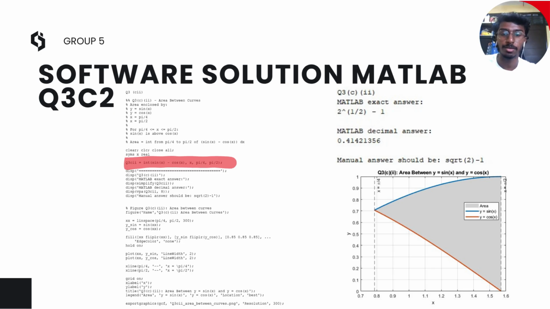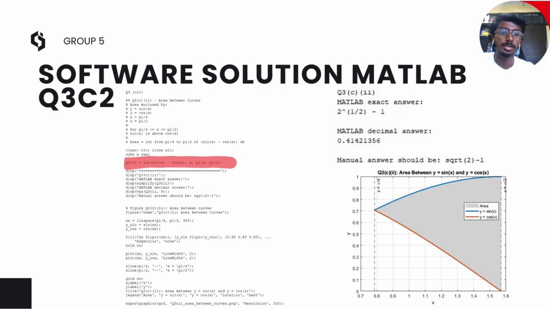In MATLAB, I define x as a symbolic variable. This is the important line in the code which I highlight in the slide. This line means MATLAB integrates sin x minus cosine x with respect to x from pi over 4 to pi over 2. After running the code, MATLAB gives the answer root 2 minus 1. This matches the manual calculation also, so the answer is verified.